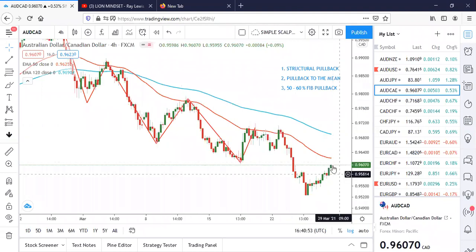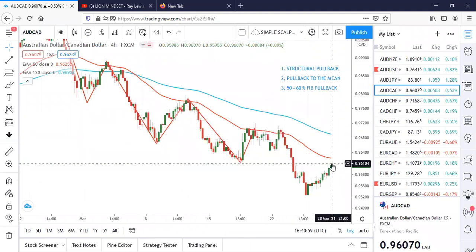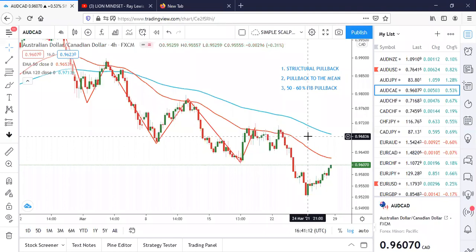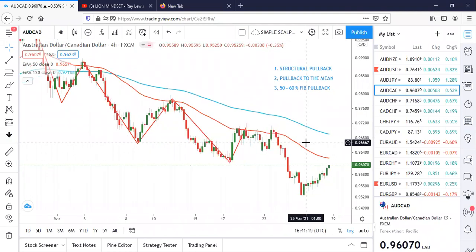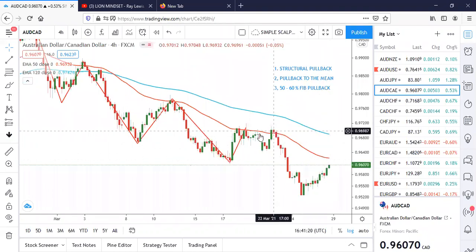If this move that is pushing up right here does not respect the 50 and it bounces off to the 200 and above, then this is telling us that the trend is most likely going to change. That is what you want to look out for. It's telling us that price trend is most likely going to change. But in this case, you can see it's bouncing off.